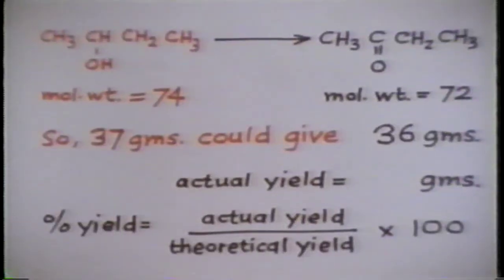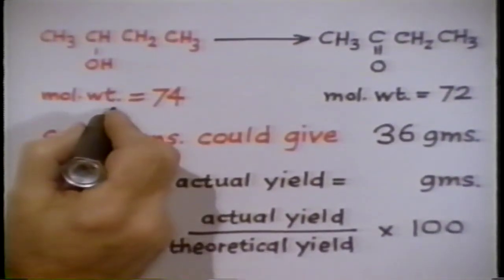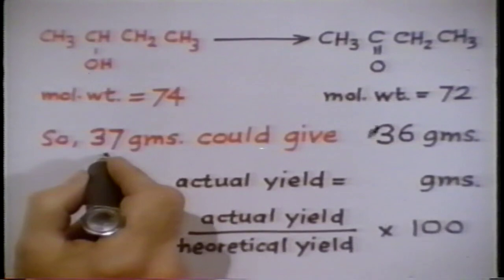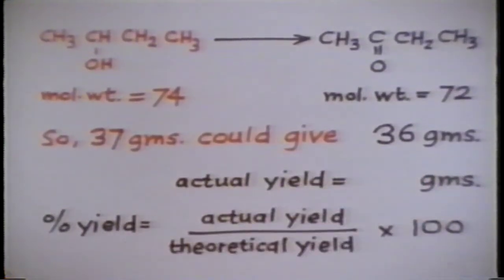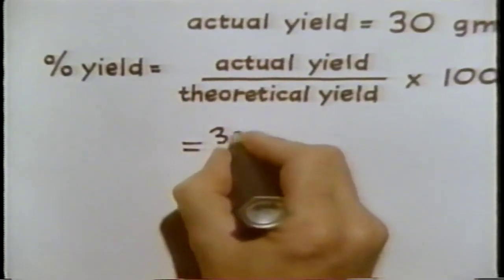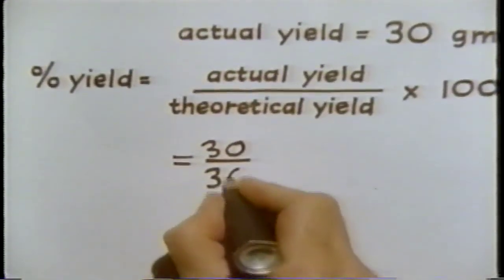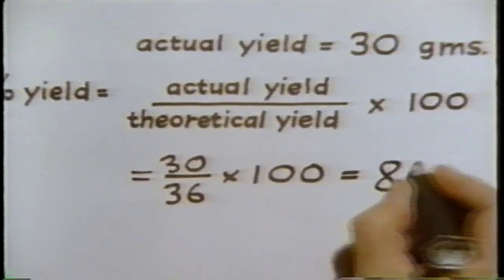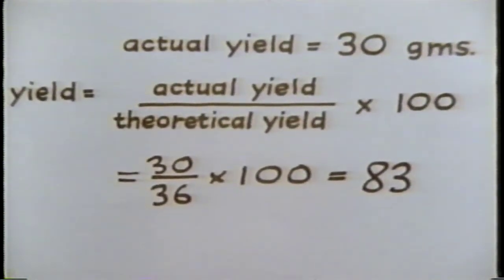What is the maximum amount of ketone we can obtain starting with 37 grams of the alcohol? Let's see. The oxidation of 1 mole of alcohol, 74 grams, will yield 1 mole of ketone, 72 grams. Therefore, 37 grams of alcohol could have given a maximum of 36 grams of ketone. The amount of ketone we actually obtained was 30 grams. The result of a preparative experiment is usually reported as a percentage yield. The actual yield, 30 grams, divided by the theoretical yield of 36 grams, gives us 83%, the percentage yield.